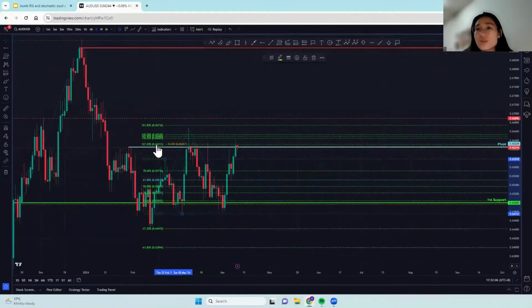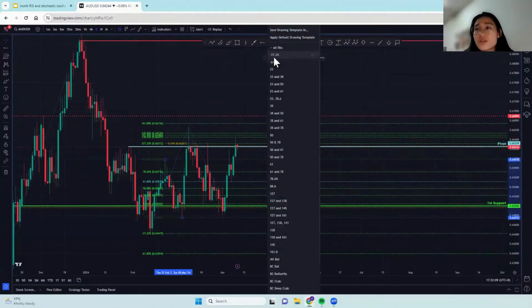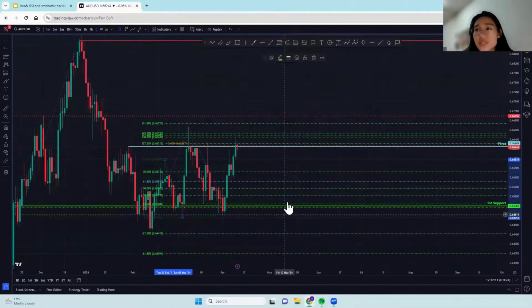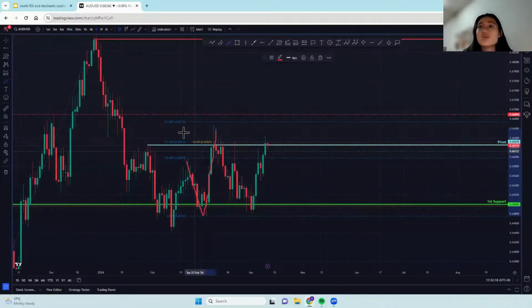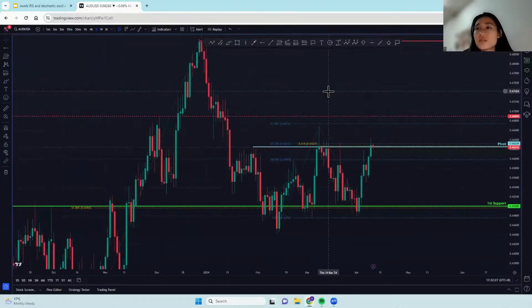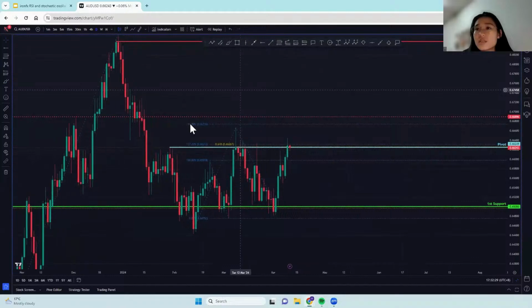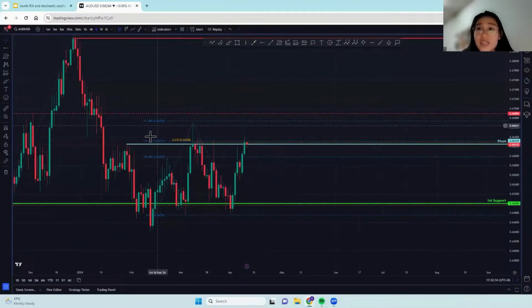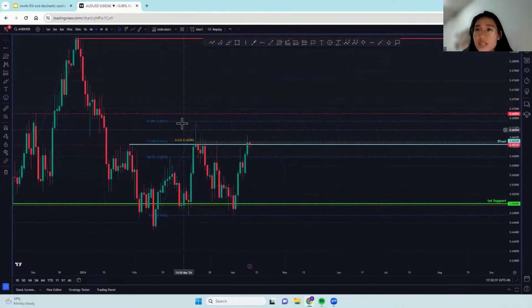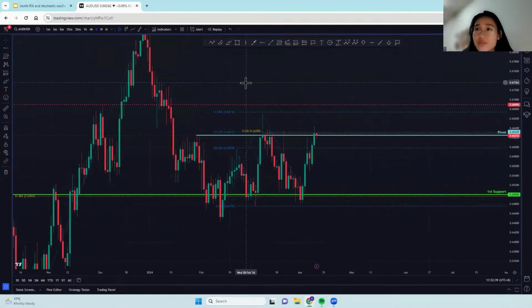So for extensions, we use 127 and 161.8, and we are using a Nike tick kind of shape. If you can identify this kind of pattern, then you can use this 127 and 161.8. Again, these Fibonacci levels don't have to line up exactly at the level. As long as it's kind of near that level, that's good enough.